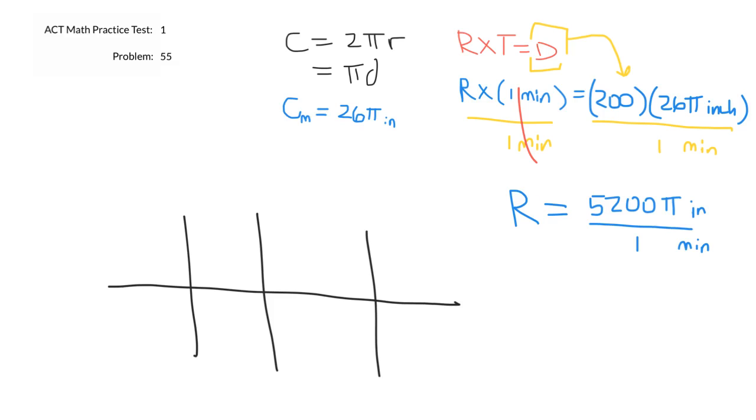This person travels 5,200 pi inches per minute. So I'm going to write 5,200 pi, and we're going to have the word inch here over 1 with the word minute, okay? Now, when it comes to unit conversion, writing not only the numbers, but also the words is really important. So we have inches and minutes. So the presence of the words is crucial, okay?